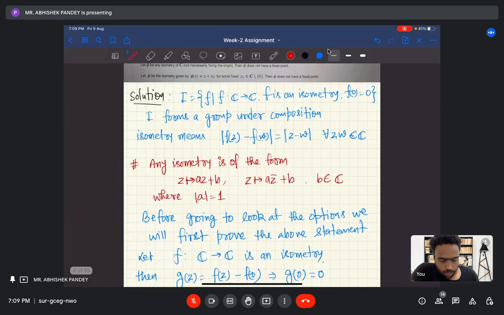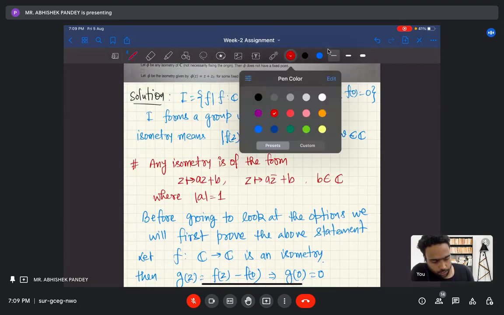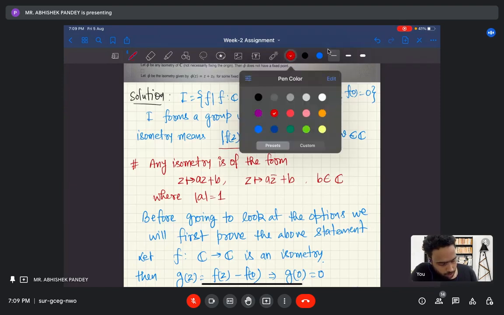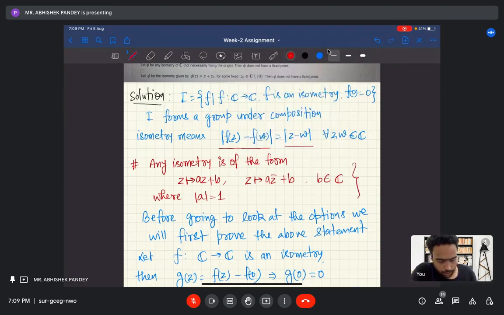Now, what do we mean by isometry? Isometry means the distance between f(z) and f(w) is equal to the distance between z and w, for any z, w belonging to the complex plane C. This is a general statement: any isometry is of this form, where |a| = 1.